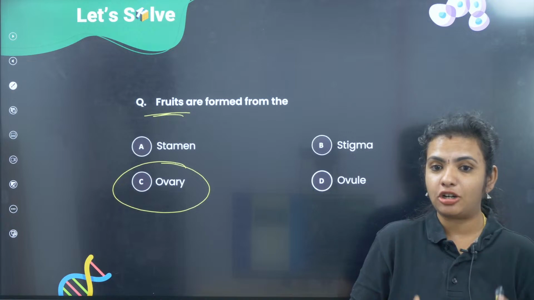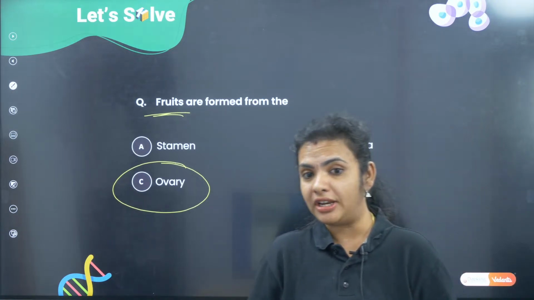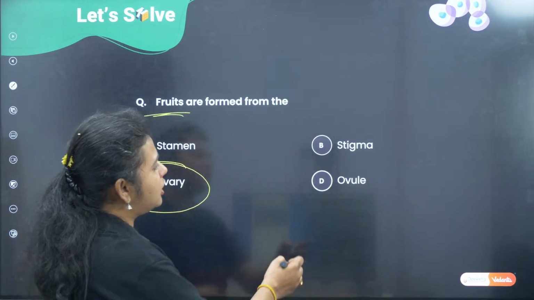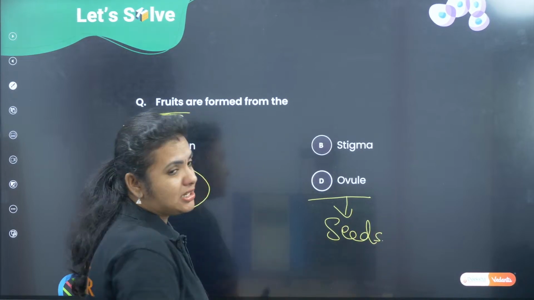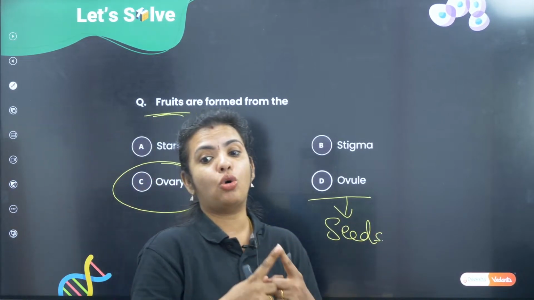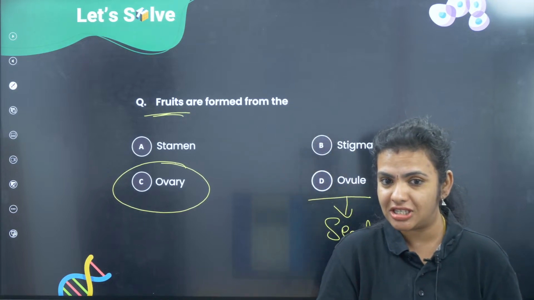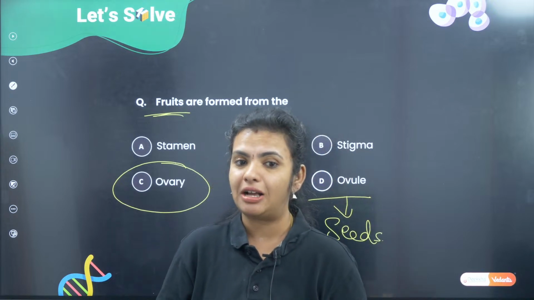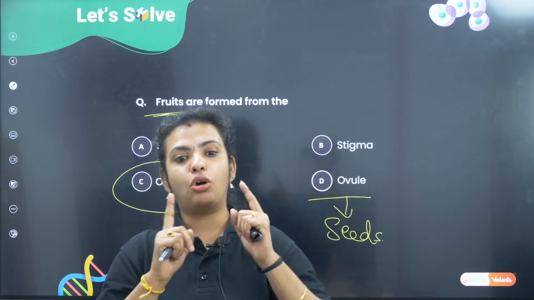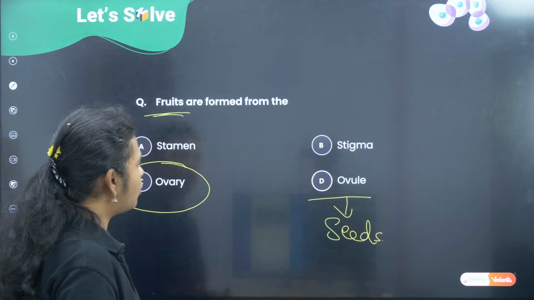So, the part of the fruit which we are consuming is the ovary. And what is the ovule, children? The ovule is the seeds. The seeds are the ovules of the plant. So, most of you have given the answer as ovule, which is D. But what is the ovule going to develop? The ovule is going to develop as the seed. The ovary is the fruit, ovule is the seed.